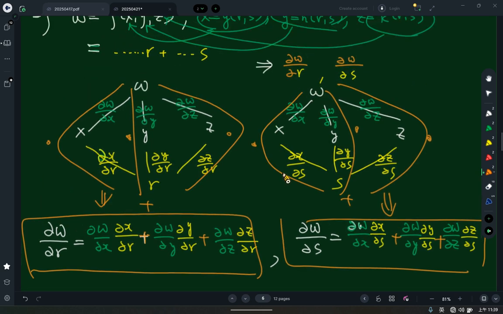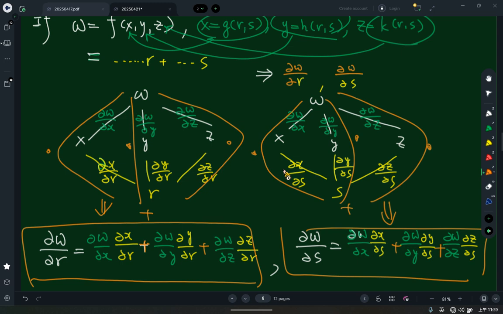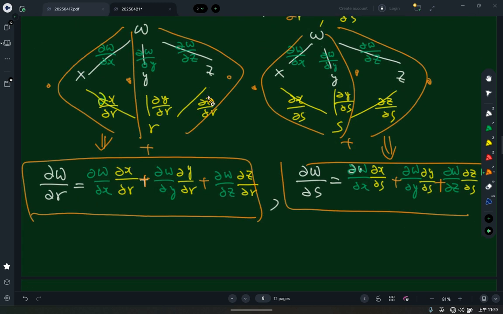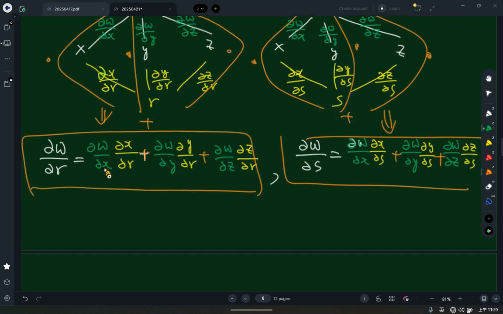So this is for a three variable function, but for each independent variable, they are also determined by r and s at the same time. Then you can get these two terms, this one and also this one, right?